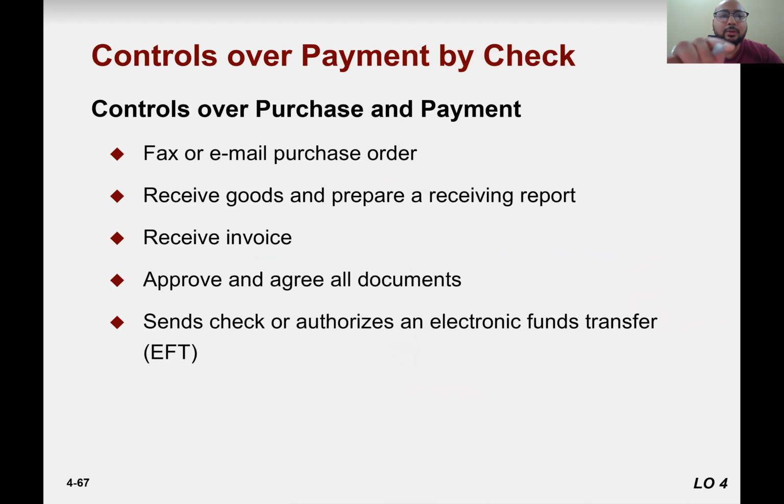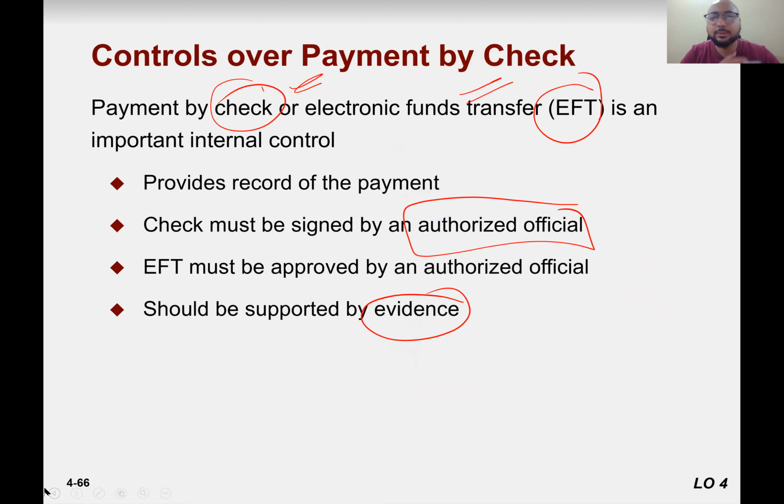And also controls over purchase and... Omar, I'm sorry, can you go back one more slide? Yes, oh okay, you can go to the next one. Thank you. Okay.